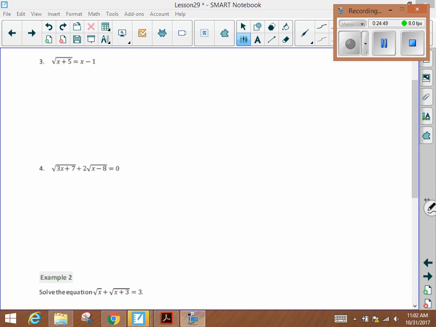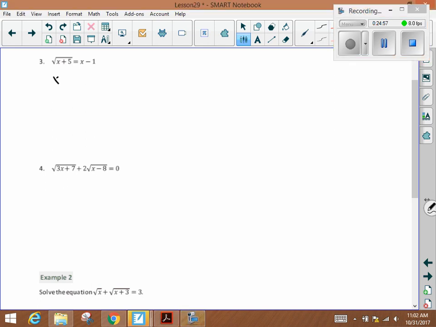All right, let's do this one. So my radical is already isolated, right? So I can go ahead and square both sides immediately. When I square the square root of x plus 5, I just get the square root to go away. And then this becomes x minus 1 squared. Don't forget, right? We need to square everything on that right side and put it in parentheses. So it's going to be everything on that right side times itself.